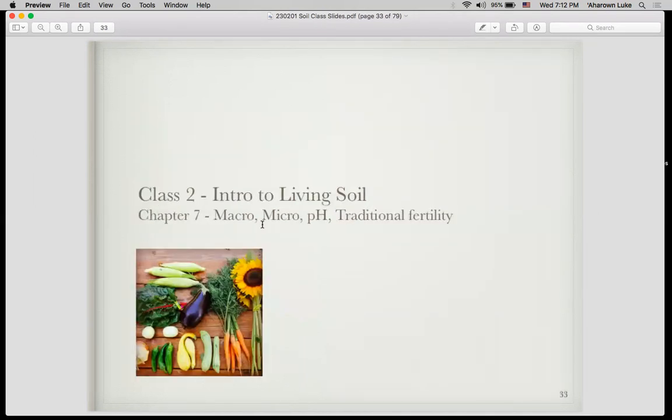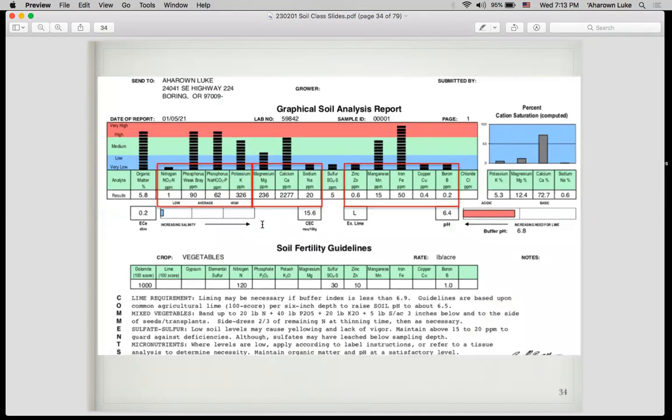All right, chapter 2: Intro to Living Soil, Macronutrients, Micronutrients, pH, Traditional Fertility. And I'm including also a little bit on cations in this chapter. So here is a soil analysis report. The micronutrients are down here. These are the ones that you need in your body that cause the taste to be amazing, like an Odwalla carrot. These are the macronutrients here that you need to have anything to even grow: NPK, N, P, and K.